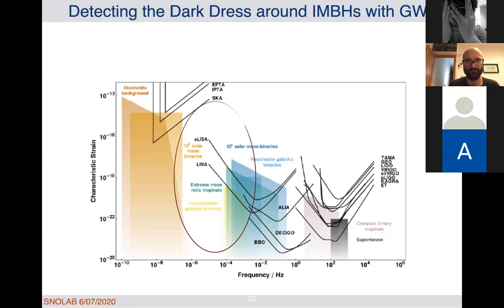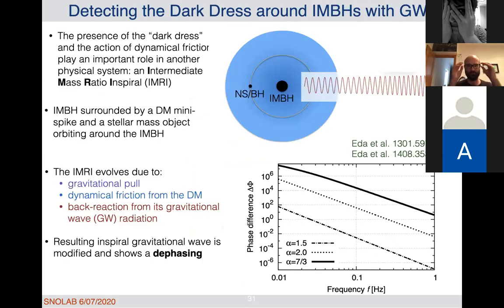And in particular, one of the events that LISA will look for is a category of events called extreme mass ratio inspirals. So basically, you have an intermediate mass black hole in the center, a massive black hole with a mass as large as 10^3, 10^4 solar masses, and a small compact object like a neutron star or a small astrophysical black hole orbiting around this intermediate mass black hole. This system is very interesting because it would emit gravitational waves, and LISA will be sensitive to these waveforms.